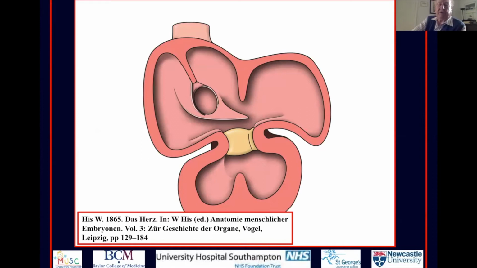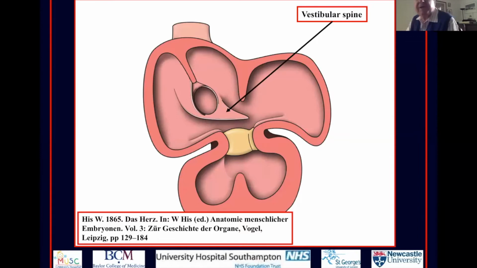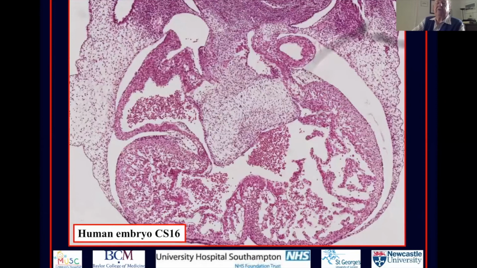But we also know the importance of that structure I've introduced you to already, the vestibular spine, because it is the vestibular spine, the spina vestibuli, described by Wilhelm His the Elder in 1865. Here is His's drawing from the middle of the 19th century showing us that growth of the vestibular spine. It is the growth of the vestibular spine that commits the pulmonary vein to the left atrium. And I can show that to you in this very nice histologic section.